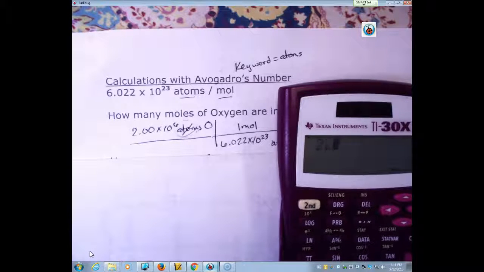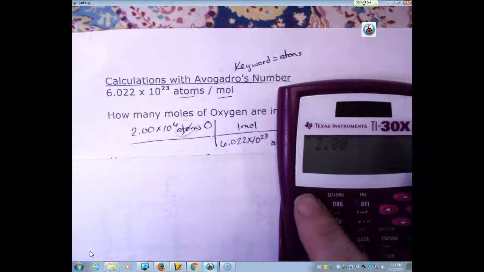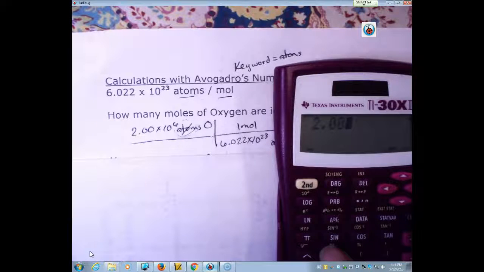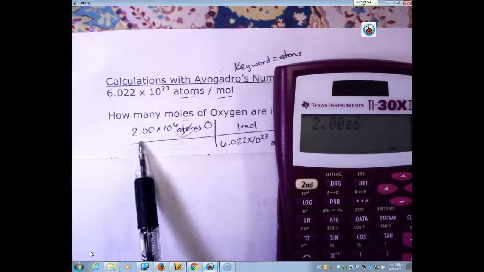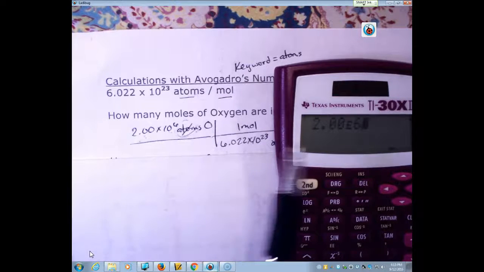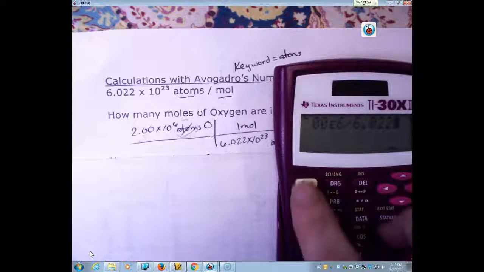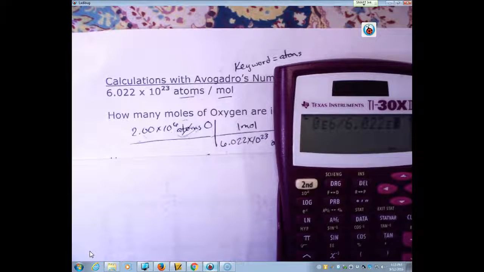So we have 2.00, and then you're going to hit the EE button. And that's what I'm talking about, this EE button. It just comes up with 1 E on your calculator. And then that means times 10 to the 6th. So I've just entered in this number. There's no times, no 10, no exponent up here. The EE takes care of it all. Then divided by 6.022. Again, EE 23.